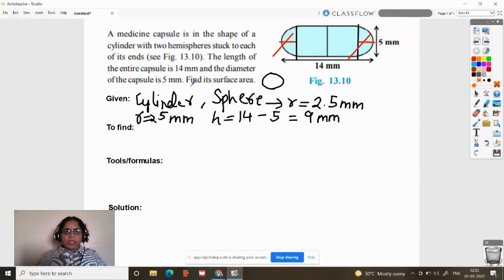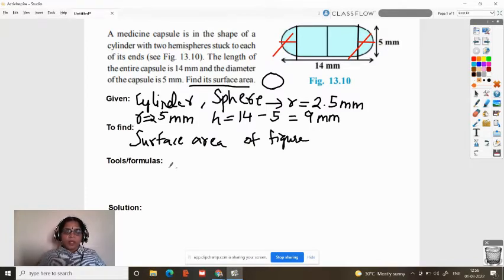Now, the next thing is what is to be found? Surface area. Surface area of, is it a cylinder or this one, sphere? No. Surface area of the figure. This is what we have to find. Now, the next step: are there any tools and formulas?